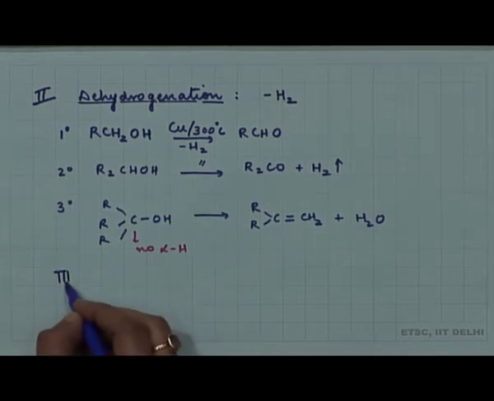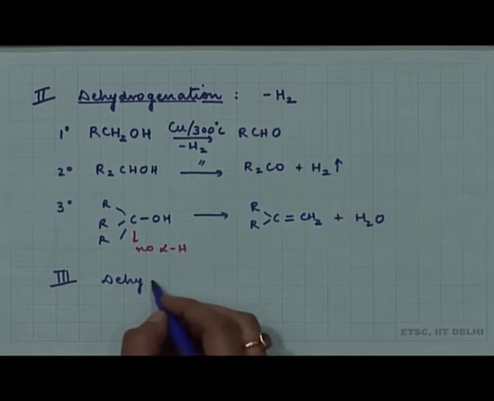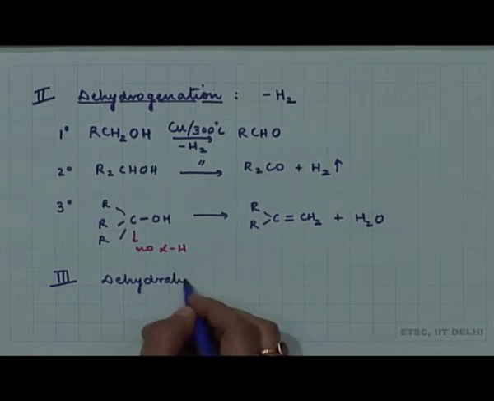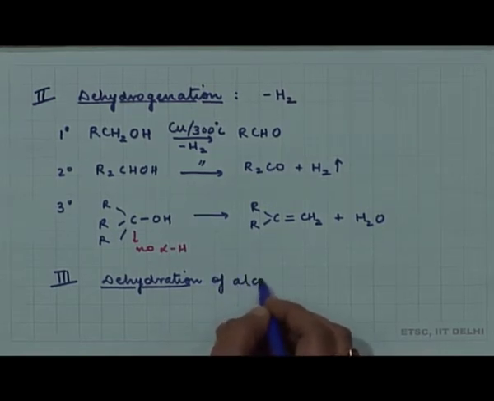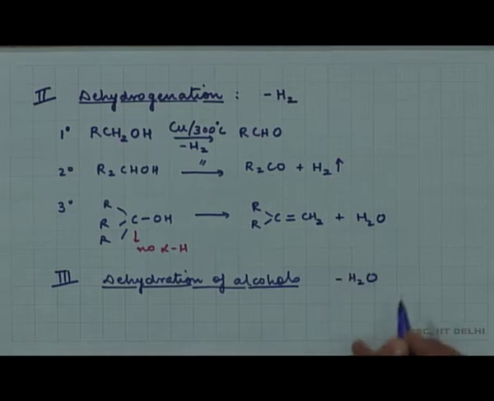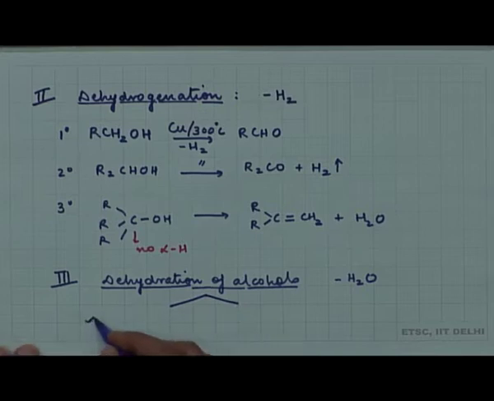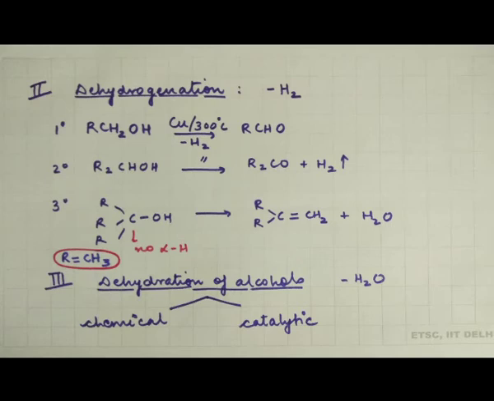All right. Moving ahead, another type of reaction involving both the alkyl and the hydroxyl part, which is what we just saw with the 3-degree alcohols, is the dehydration reaction. So, dehydration of alcohols, which involves, as the name says, loss of a water molecule. What are the different ways in which the dehydration can be affected? We can either have chemical treatment of the alcohol. So, we have chemical methods, or we can have catalytic dehydration of alcohols.